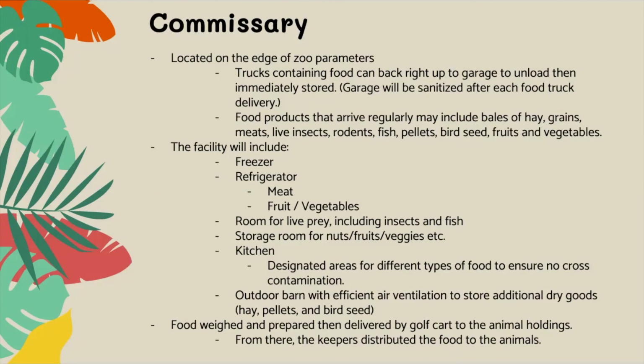The kitchen will have designated areas for different types of food to ensure no cross-contamination. There will also be an outdoor barn with efficient air ventilation to store additional dry goods such as hay, pellets, and birdseed. And then the food, including daily diets and treats for training or enrichment, will be prepared, weighed, then delivered by golf cart to animal holdings. From there, the keepers can distribute the food to the animals.